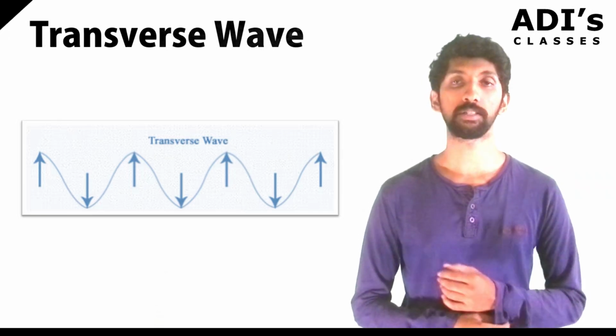So what we have is an electric vector and a magnetic vector. Both of them are perpendicular to each other like this, and the direction of propagation is perpendicular to both the electric and magnetic vectors. Now this is a transverse wave.